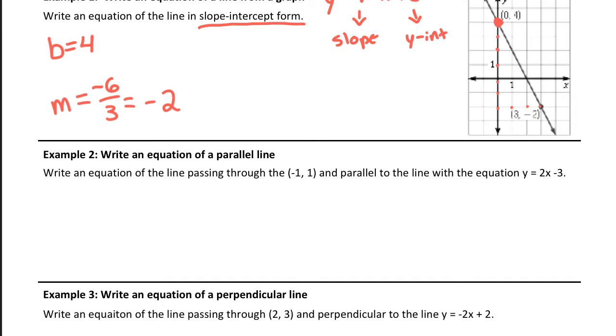I can write my equation. Y equals -2x plus 4. -2x plus 4. That is my equation in slope-intercept form. Okay.